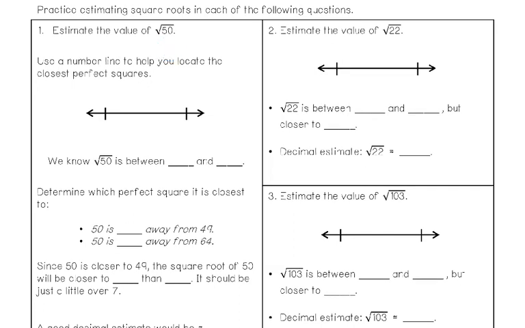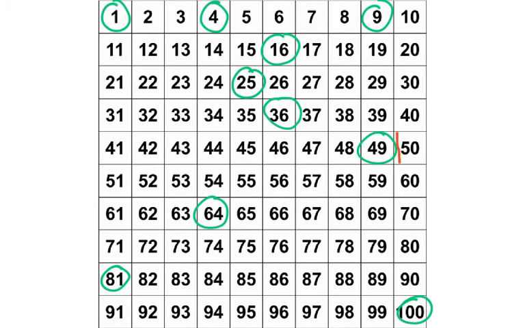So the first thing that we're going to do when we see a problem like this is look at the perfect square before and after 50. Let me show you what I mean. So 50 is not a perfect square, but we're going to look at the number right before, 49. Then we're going to look at the next closest perfect square. So let's just keep going down. The one above it is 64. So the square root of 50 is in between the square root of 49 and the square root of 64.